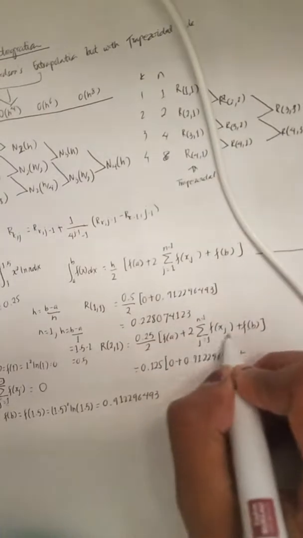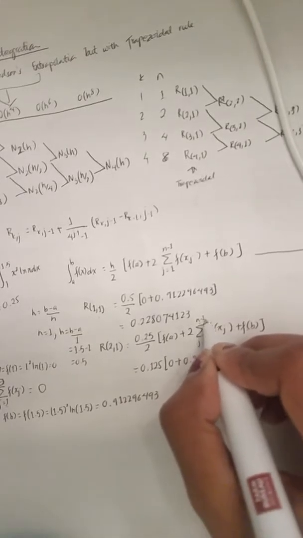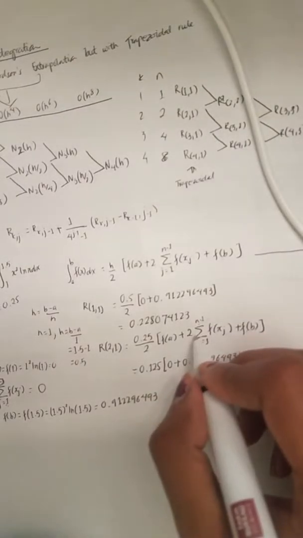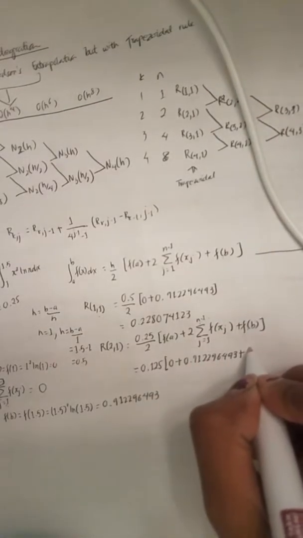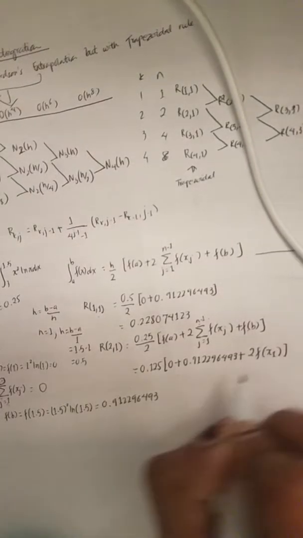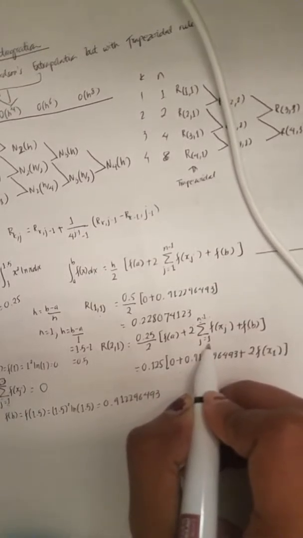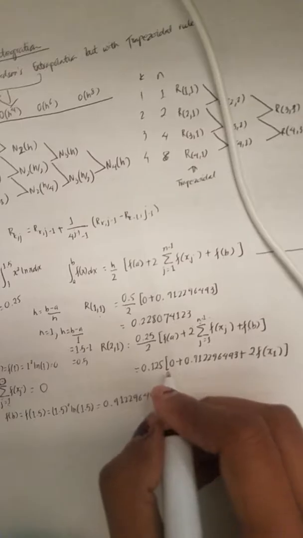So let me calculate this big thing. n is 2, so 2 minus 1 is actually just 1, right? So I'll just have to do f of x1, because n is 2, so 2 minus 1 will be 1. So from j equals 1 to 1 means just 1.